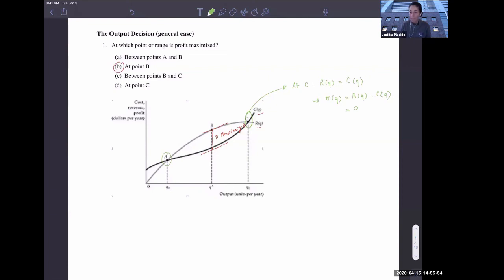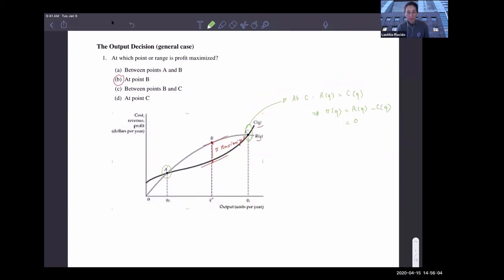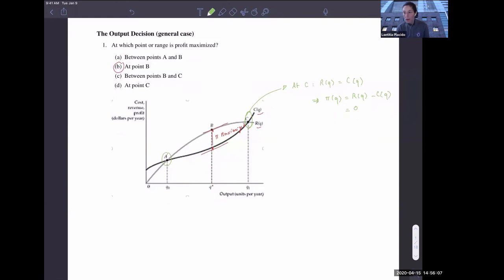So if there is no question, in A and C, no profit. In point B, profit is maximized. Again, you can see that the distance between R(Q) and C(Q) is the highest possible. All right, so let's move to the next question.